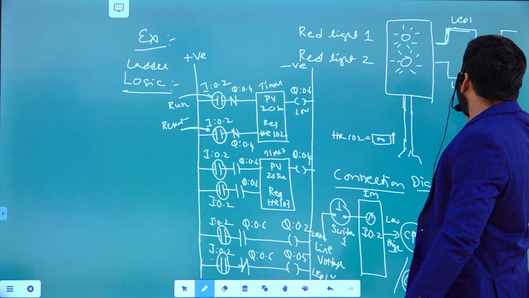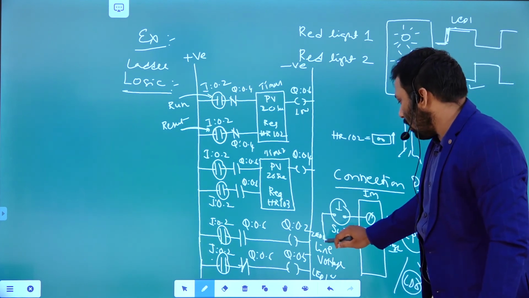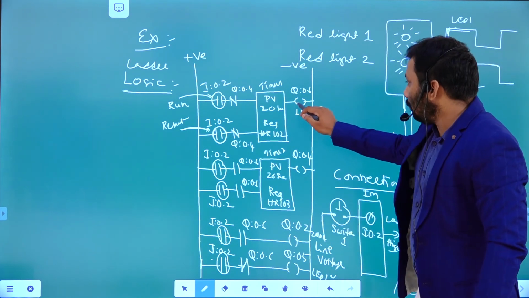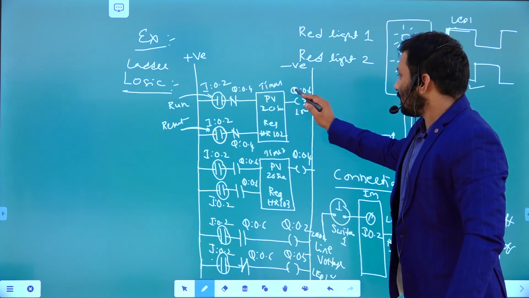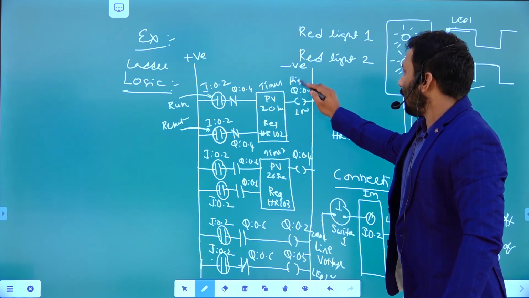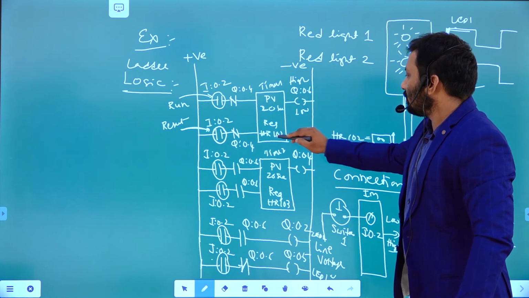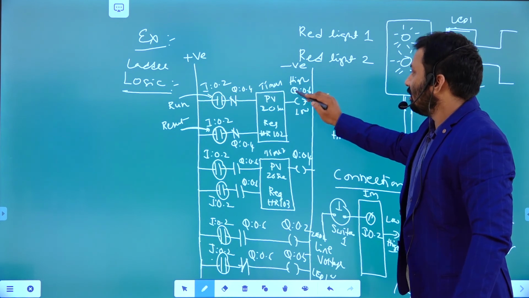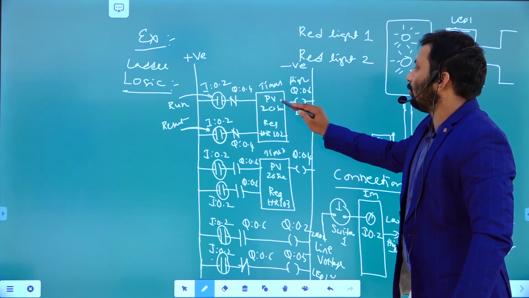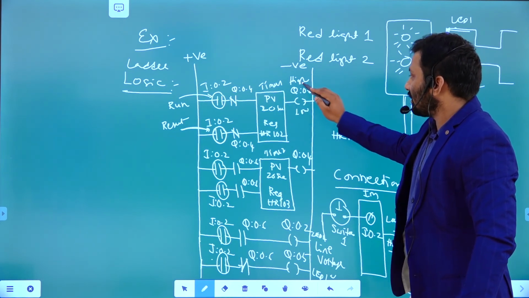During that time LED 2 is in the off position only. Why? Because up to 20 seconds, this is low only. After 20 seconds, what will happen? This is going to be high. Why? This register value is equivalent to the preset value. That is the reason it is high. It takes place after 20 seconds, right? After 20 seconds, this is high.